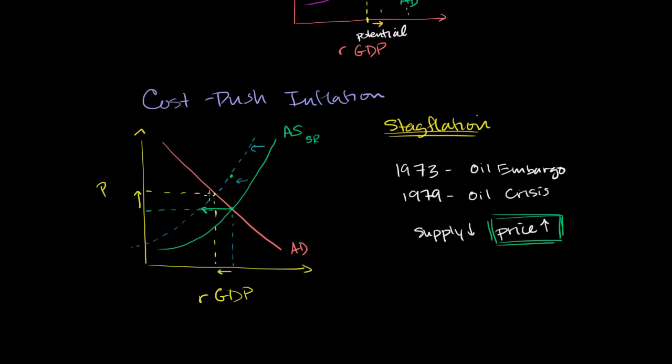And so you see, this does describe what happened during these two oil crises in the 1970s. Because of this increase in the price of oil, at any given price, suppliers were willing to supply less. Short-run aggregate supply shifts to the left. You have the inflation, and you also have the stagnation. Real GDP goes down.